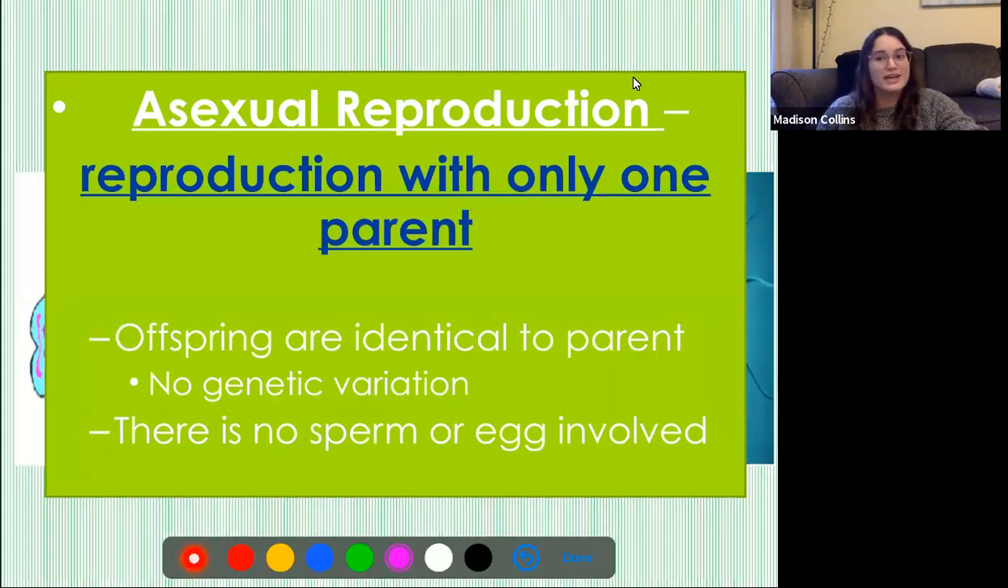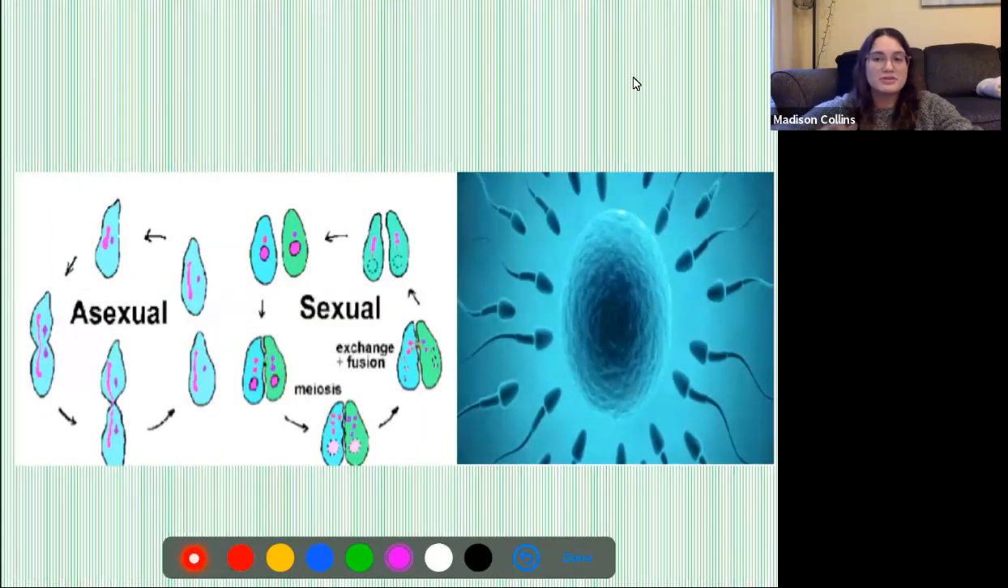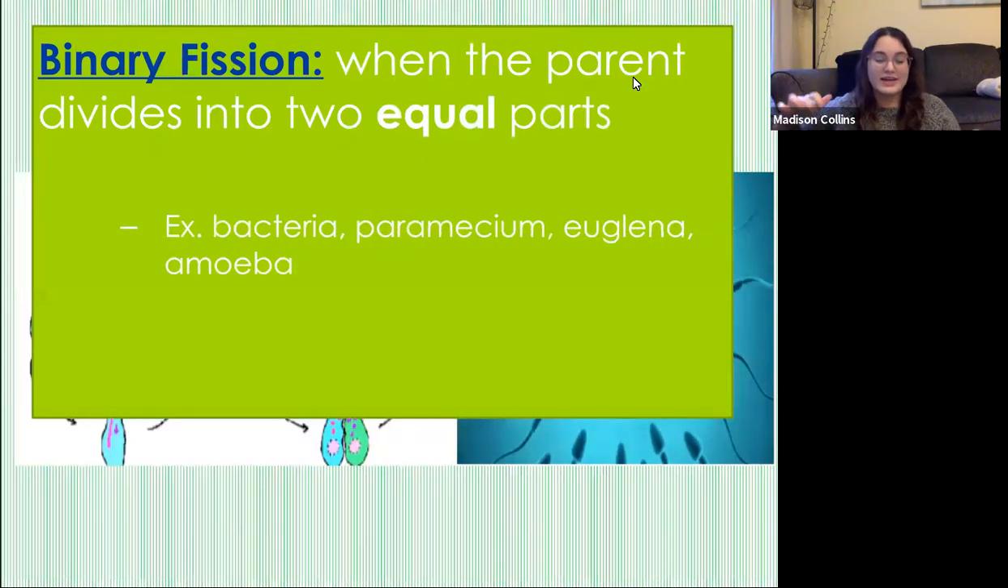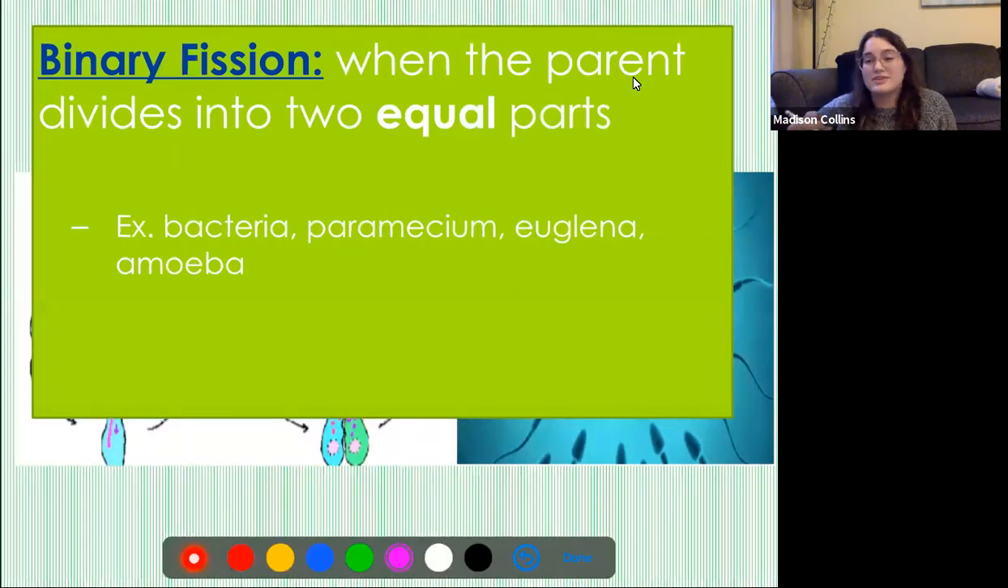But there are many organisms that do reproduce asexually. And today we're going to learn about a few of those organisms as well as some different types of asexual reproduction. So the first type of asexual reproduction we need to know is something called binary fission. And that is when the parent cell is going to divide into 2 equal parts. Okay, and some examples of organisms that undergo this are bacteria, paramecium, euglena, and amoeba, all reproduce through binary fission.